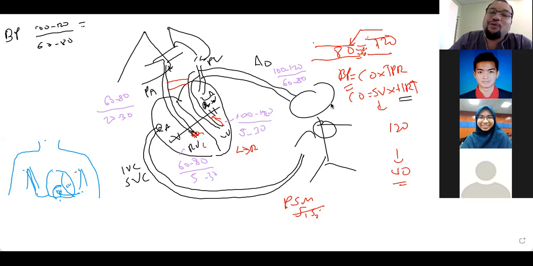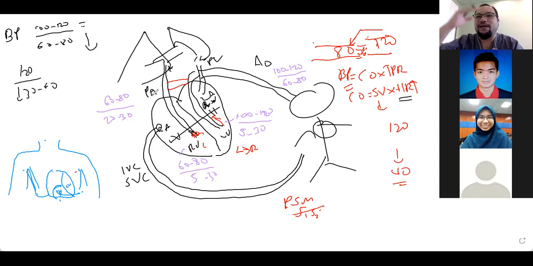So tak banyak body boleh buat. Our body tak banyak benda dia boleh buat untuk maintain diastolic BP. So what happens is diastolic BP akan reduce. So systolic BP maintain 120, diastolic BP akan reduce 30, 40, kan? So what happens pada your pulse? Bounding pulse. Pulse jadi bounding pulse. Sebab apa bounding pulse? Sebab systolic BP maintain, diastolic BP akan drop. So bila diastolic BP drop, you akan dapat bounding pulse.